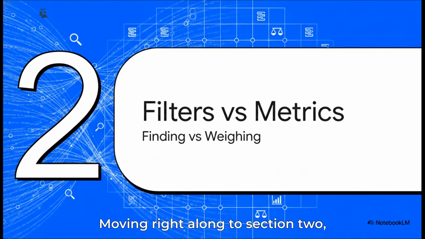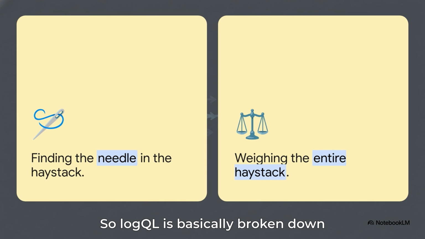Moving right along to Section 2, Filters versus Metrics. LogQL is basically broken down into two main parts. You've got stream selectors and line filter expressions. These are just finding text. It's like finding the needle in the haystack. But then you have metric expressions. These calculate actual values. Instead of finding the needle, they're weighing the entire haystack.